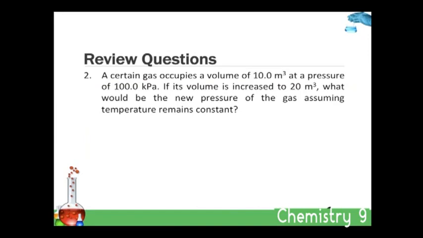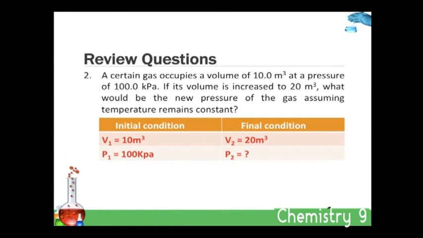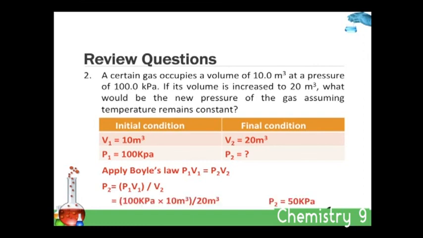A certain gas occupies a volume of 10 cubic meters at a pressure of 100 kilopascal. If its volume is increased to 20 cubic meters, what will be the new pressure of the gas assuming temperature remains constant? These are our givens, and P2 is what we need to find out. So all we have to do is apply Boyle's law and solve for P2 to get 50 kilopascal.